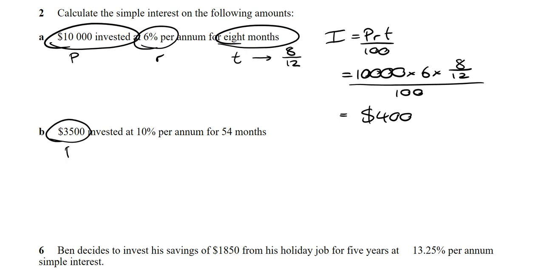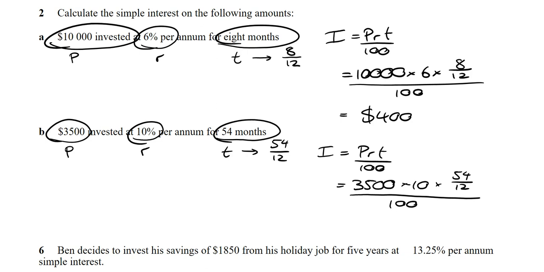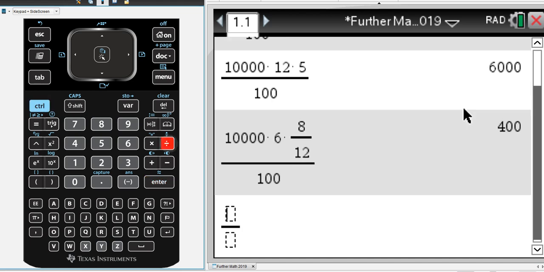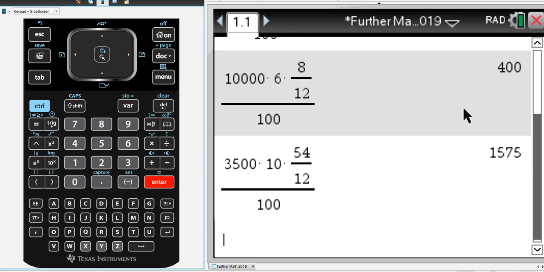So here's P, principal, here's 10%, the rate per annum, and it's 54 months for T, so I'm going to have to do 54 over 12 when I put it into my formula. So I equals PRT over 100, and I keep writing it so I remember it, is equal to 3,500 times 10 times 54 over 12 divided by 100. So I go back to the calculator, put in a fraction, 3500 times 10 times, and I put another fraction up the top there, 54 over 12 over 100. I get $1,575.